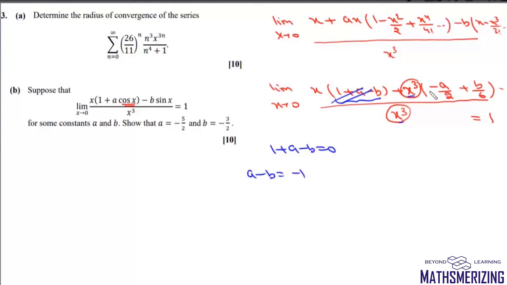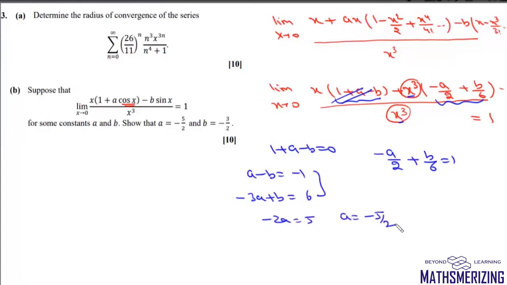So if the minimum power of x is the same, then the answer to this limit is simply the coefficient of x cube in the numerator and denominator. So from here we write minus a by 2 plus b upon 6 is equal to 1. Now we'll take LCM. We'll get minus 3a plus b equals 6. Now we'll add them. We'll get minus 2a equals 5. The value of a is simply minus 5 by 2. Now we'll put a as minus 5 by 2. We'll get the value of b as minus 3 by 2. And this is what we need to show.